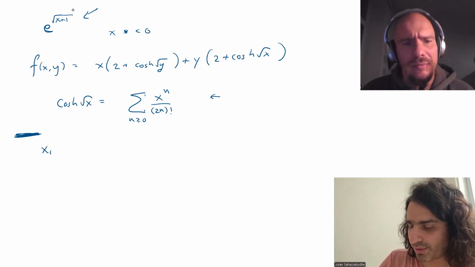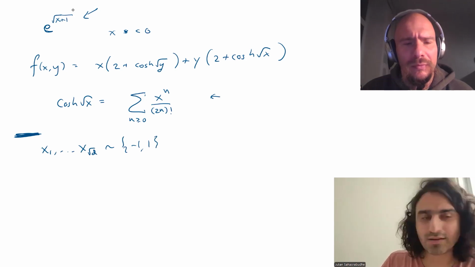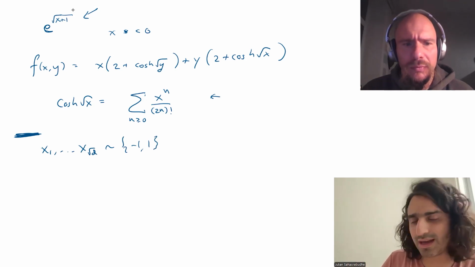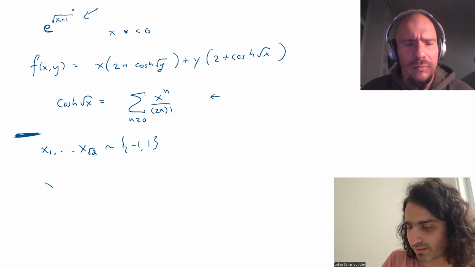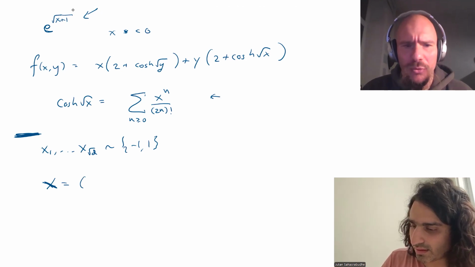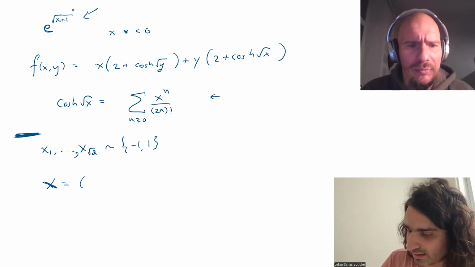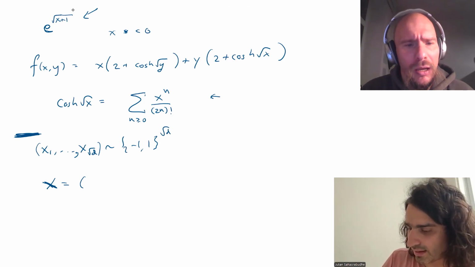I sample x1 up to x root d in, let's just say, {-1, 1} IID. And now you define this kind of symmetric tensor thing. Or no, it's really -1, 1. Sorry, I meant just that. And I lift this by looking at all pairs, non-equal pairs.